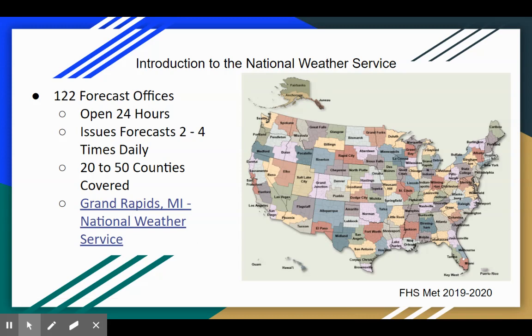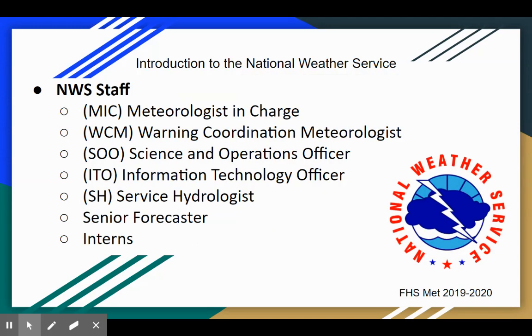Not only is it important that you know when severe weather watches and warnings are issued, but you've got to know who they're issued for. And if you don't know the counties that border Muskegon County, then you have a more difficult time understanding where the severe weather is happening.